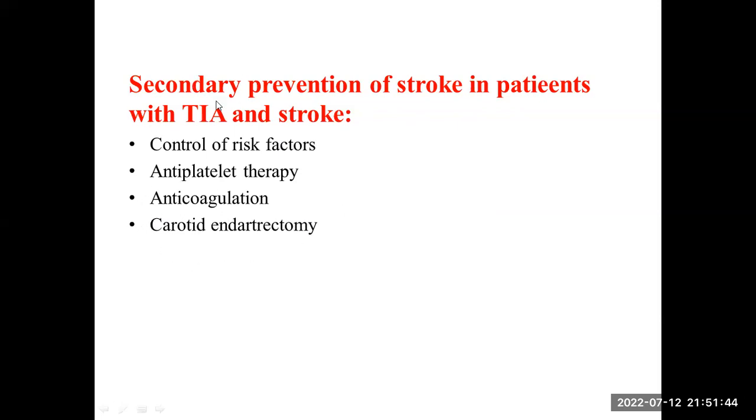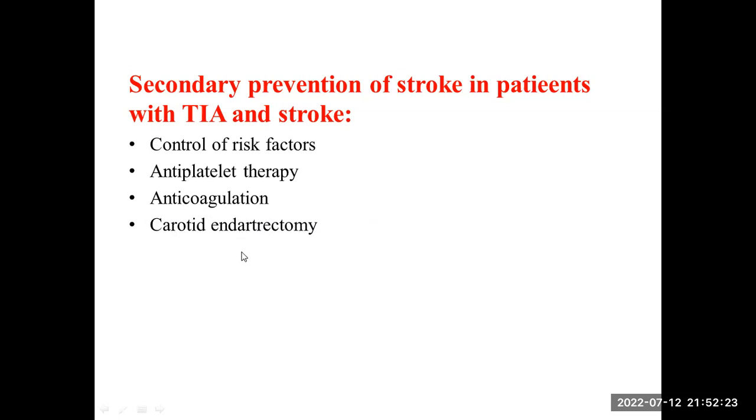Finally, also as part of the secondary prevention, there is a surgical intervention, which is carotid endarterectomy. Carotid endarterectomy is done whenever you have carotid stenosis of the extracranial carotid vessels of 70% or more. In these patients, it was found that carotid endarterectomy improved the outcome significantly. So the main indication for carotid endarterectomy in secondary prevention of stroke is an extracranial carotid stenosis of 70% or more.